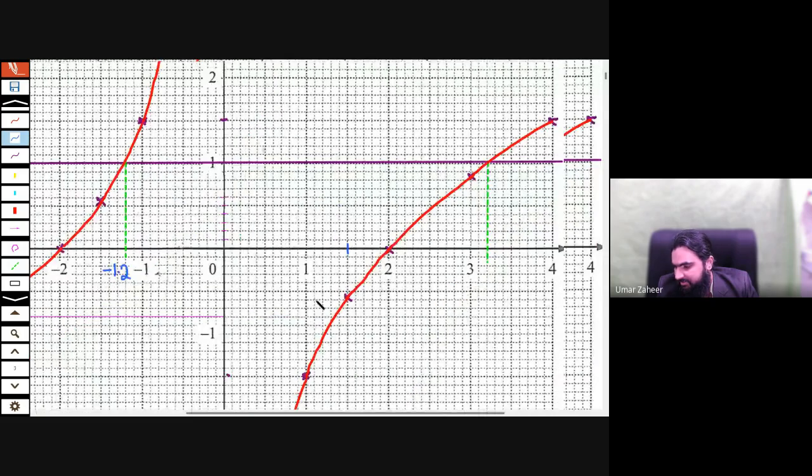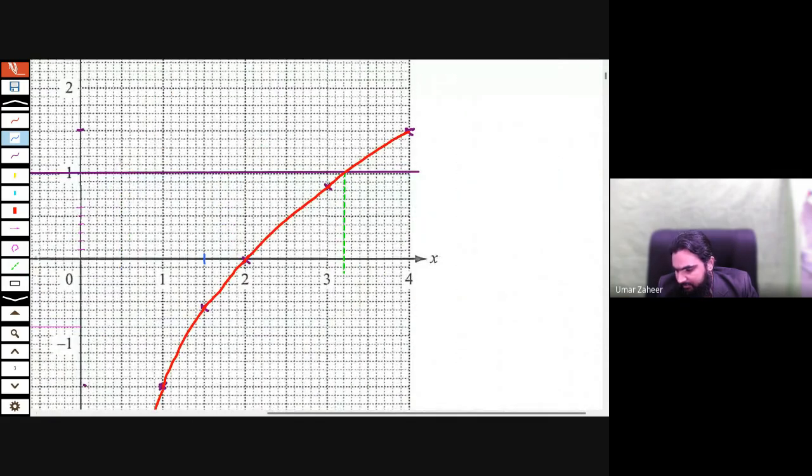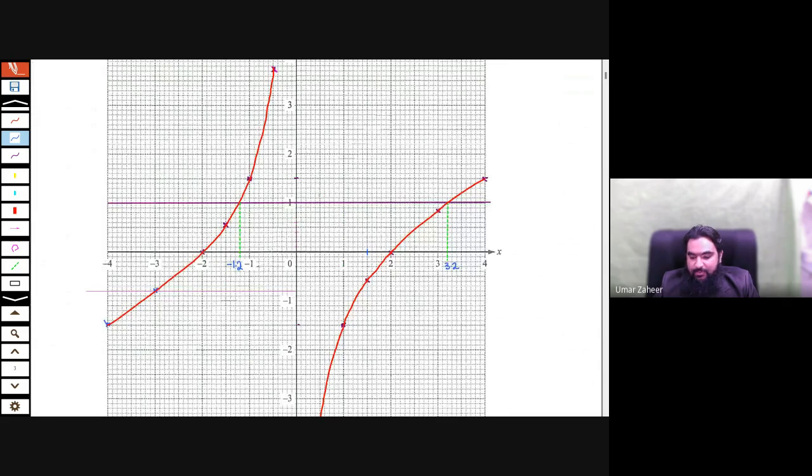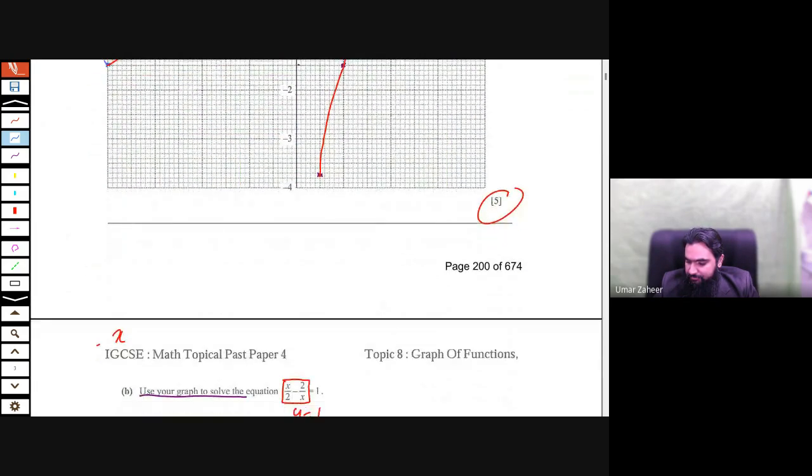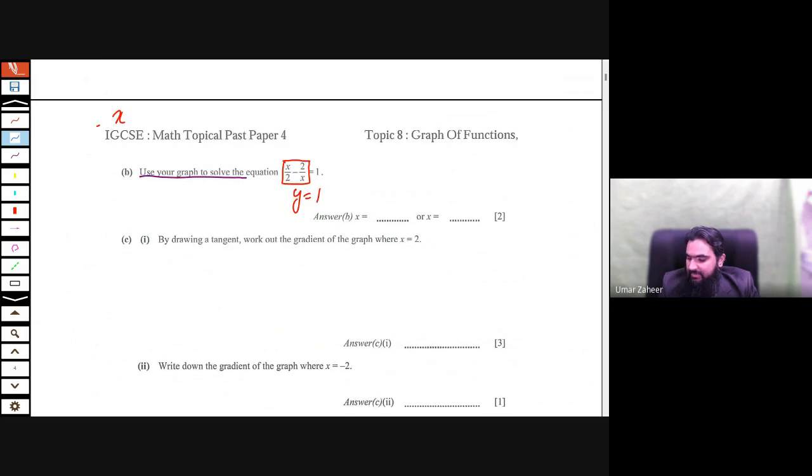And this point is 3.1, 3.2. So we are getting two answers. x is equal to minus 1.2 and x is equal to 3.2. x is equal to minus 1.2 and 3.2.